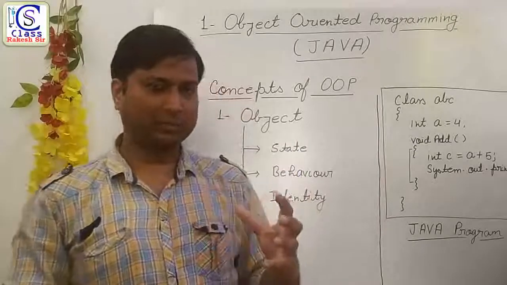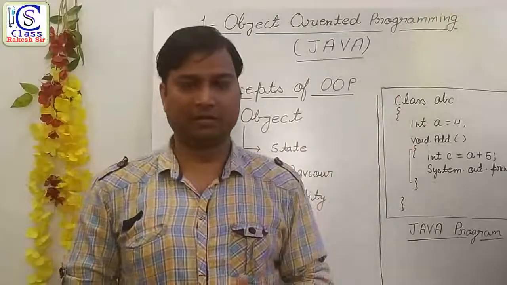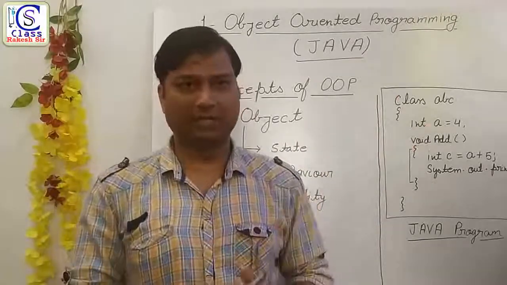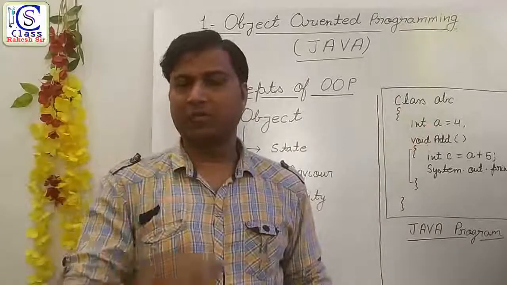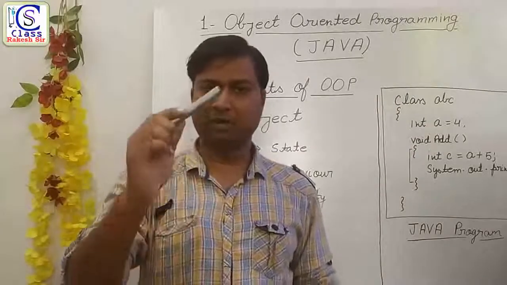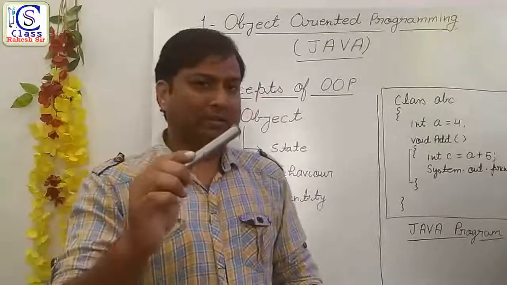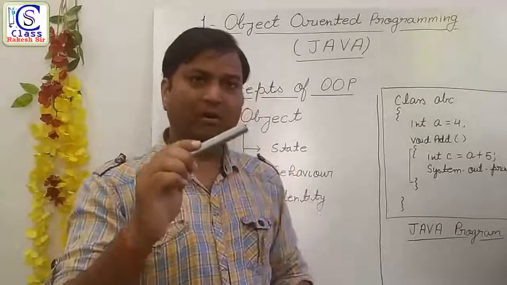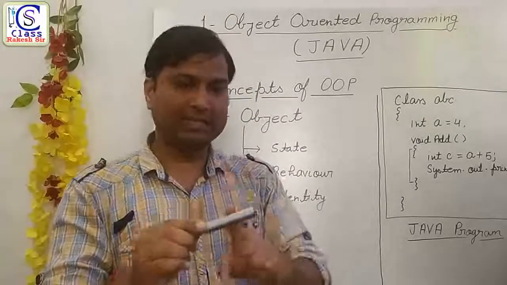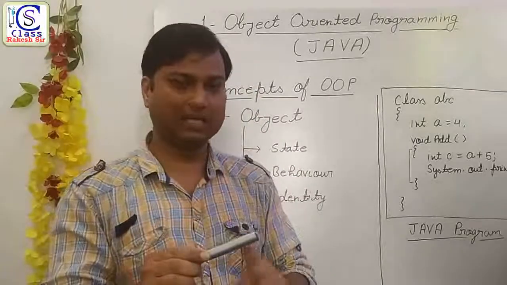I'm going to explain the object in the real world. Getting? In the real world, what is an object? This marker is also an object. Why is this an object? Because this marker has three different points: state, behavior and identity.